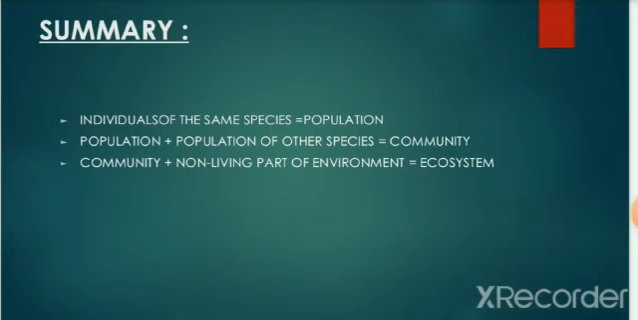Now, if we talk about population, it is individuals of the same species. Whereas communities are populations of a single species and populations of other species, and thus a community is formed. Now, ecosystem. When a community along with the non-living part of the environment combine, they form an ecosystem. Here we can say that when a population combines with other populations of other species, it becomes a community, and when a community combines with the non-living part of the environment, it becomes an ecosystem.